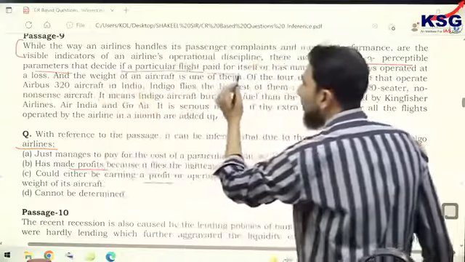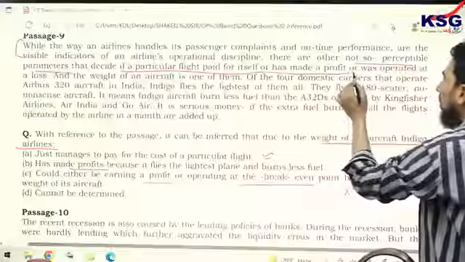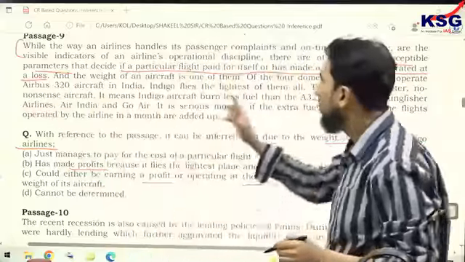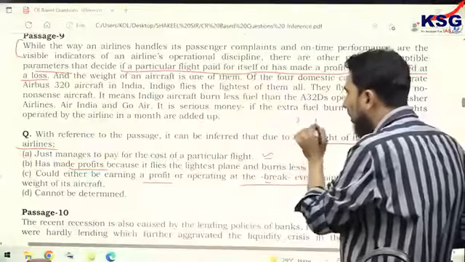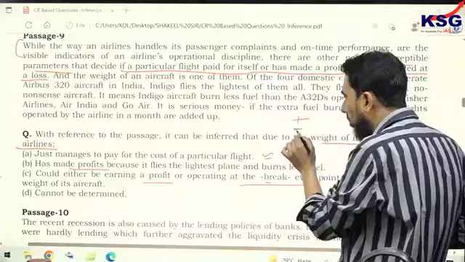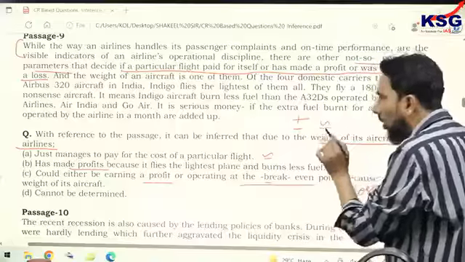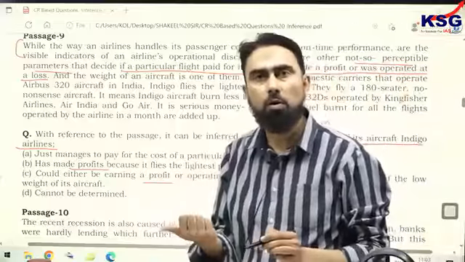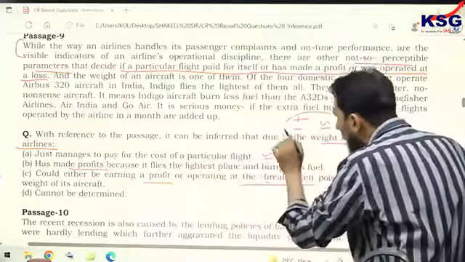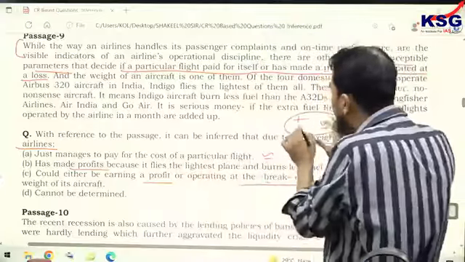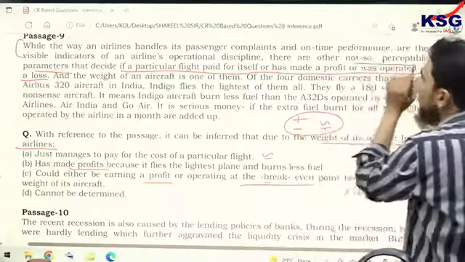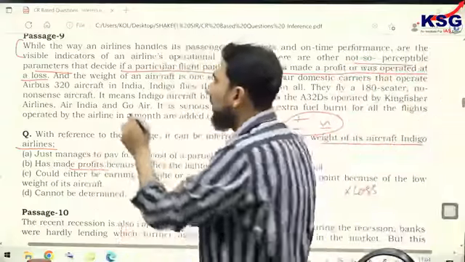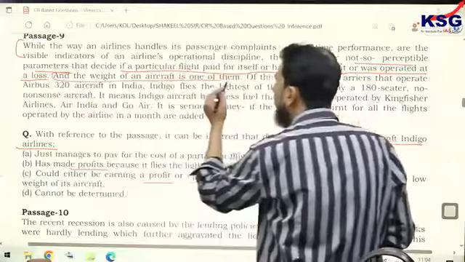If a particular flight paid for itself, or has made a profit, or was operated at a loss. Paid for itself means break-even point. So break-even, the profit, or the flight was operating at a loss, all three possibilities, because there are only three possibilities. Either there will be a profit in a venture, or there will be a loss, or it will be a break-even. So these three are mentioned here, and these three are decided by not so perceptible parameters. Perceptible means that which can be easily understood. So, and the weight of aircraft is one of them.